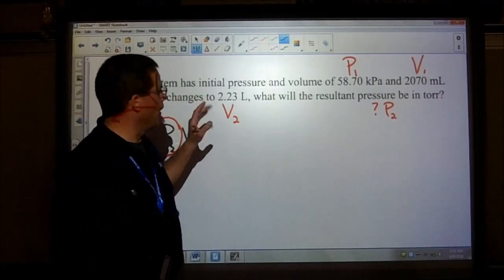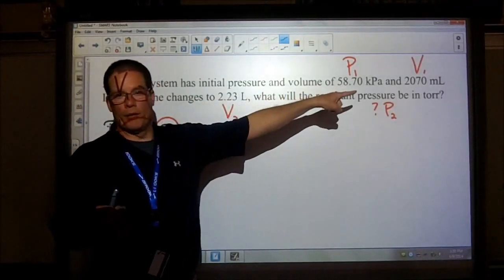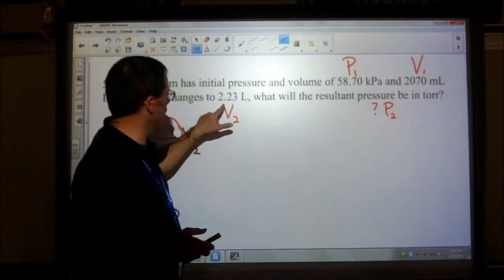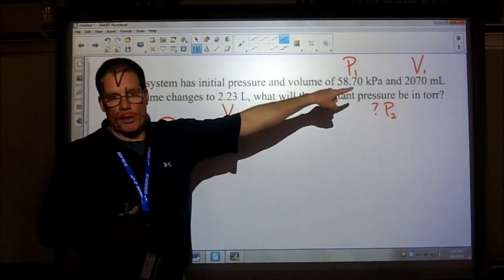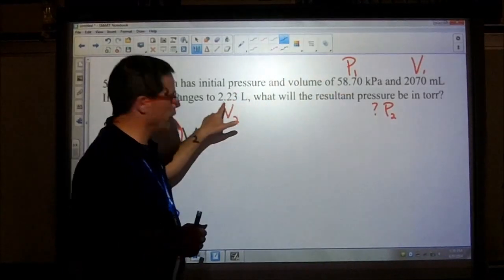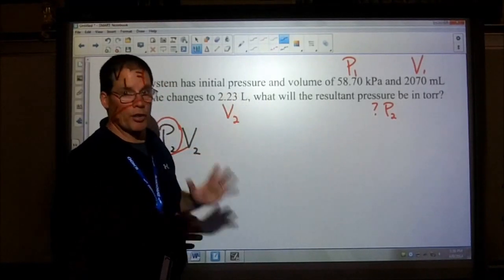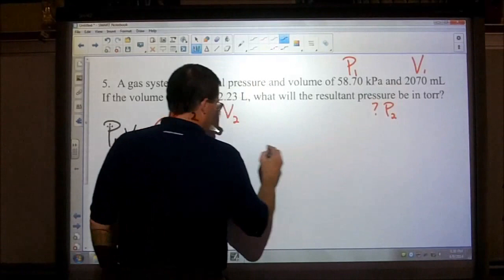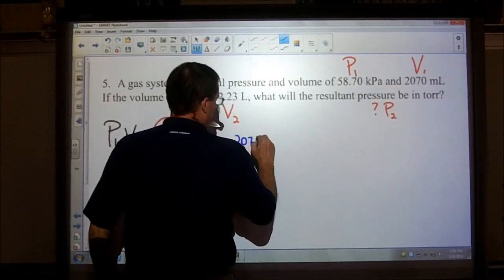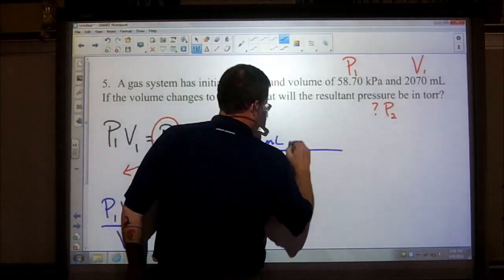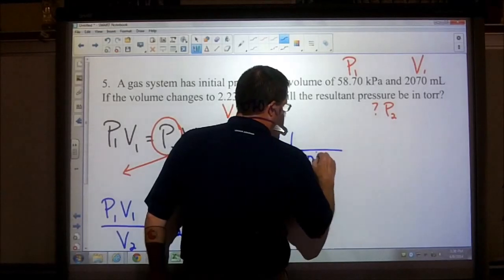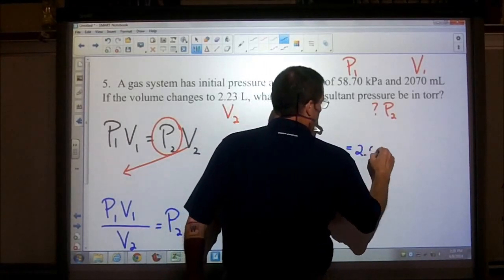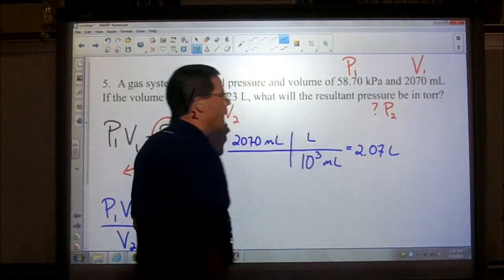A couple of problems so far. I have liters and I have milliliters. We need to change one to the other. It doesn't matter which one you change. I'm going to change the milliliters to liters, but if you want to change the liters to milliliters, that is fine. You're still going to get the same answer as long as you do it correctly. So I have my 2,070 milliliters. Change that to liters, and there's 1,000 milliliters in every liter. So that gives me 2.07 liters.